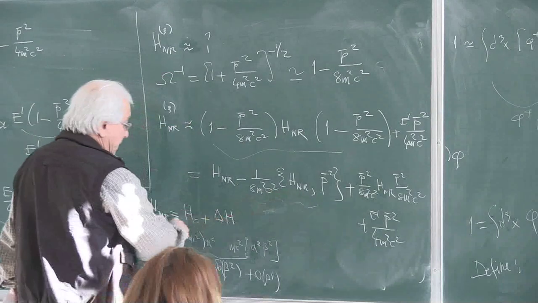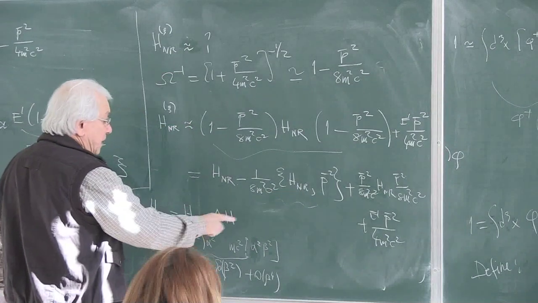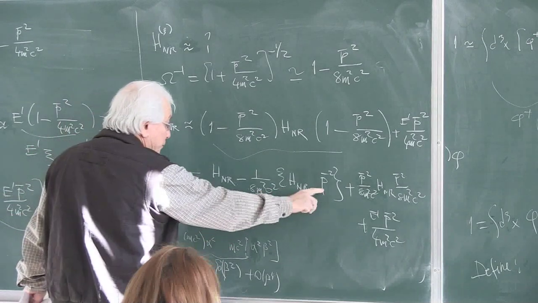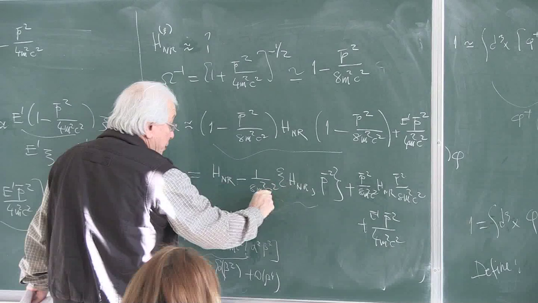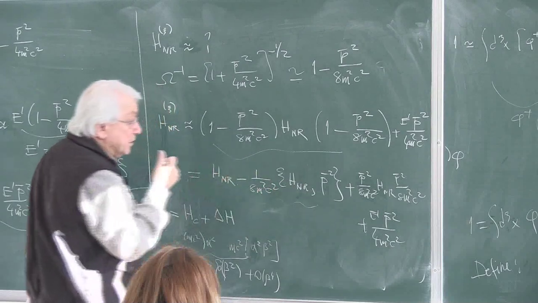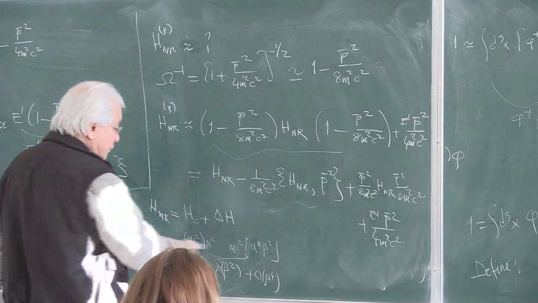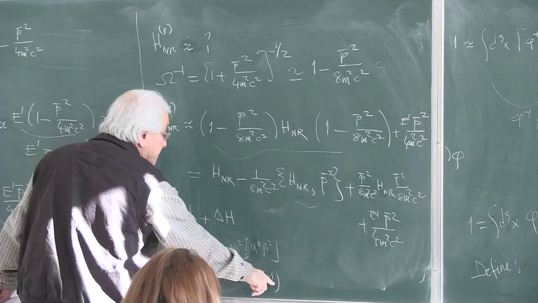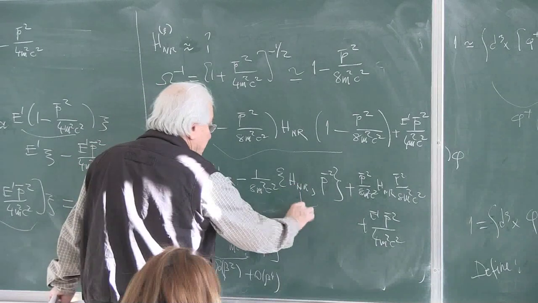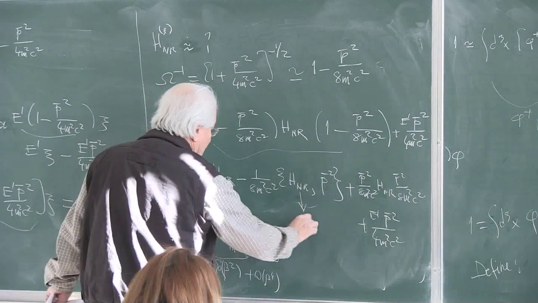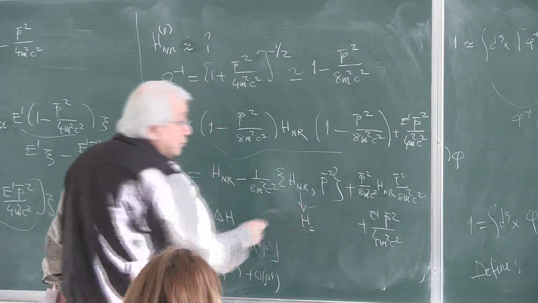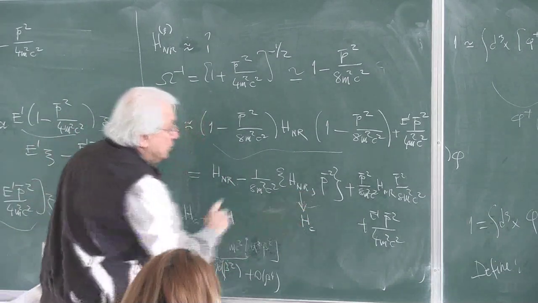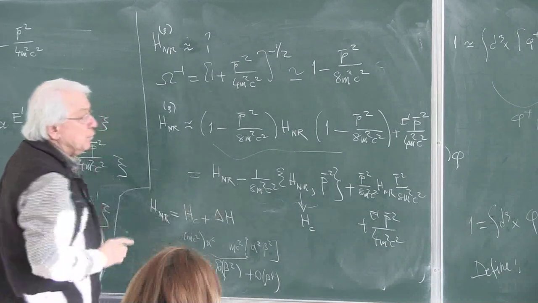Is it the entire H_NR? If it is the entire H_NR, it's going to have beta squared and beta to the 4 terms. This one, p squared divided by m squared c squared, is another beta squared. So the lowest one is beta to the 4, and the highest one is 6. So I have to take here only the H Coulomb, so that it is beta squared times another beta squared, beta to the 4, which is consistent with this order.